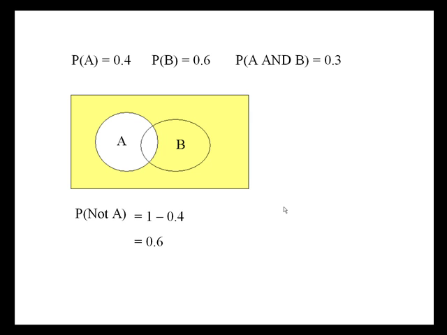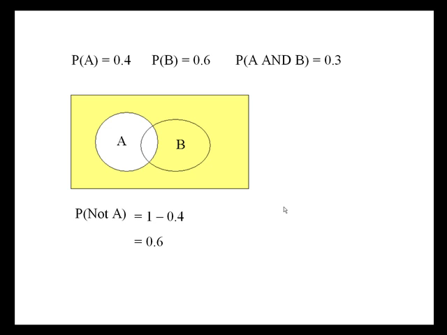So hopefully, you subtract from 1, 0.4 being the probability of A, I want everything else except that. So 1 is the whole, it's a rectangle, subtract that, and you get your result.